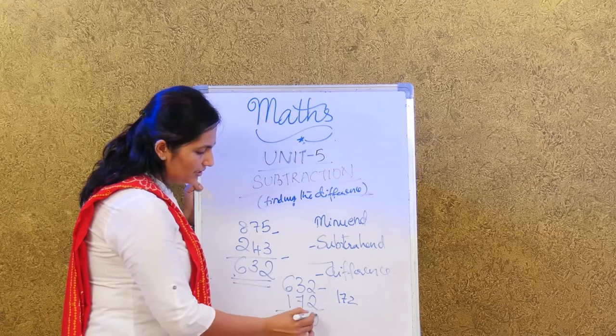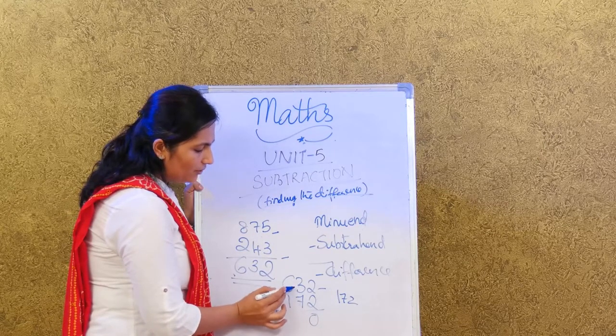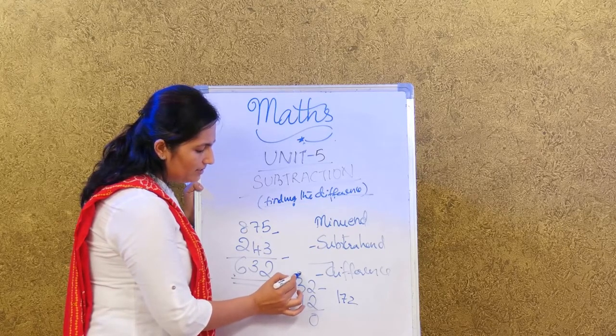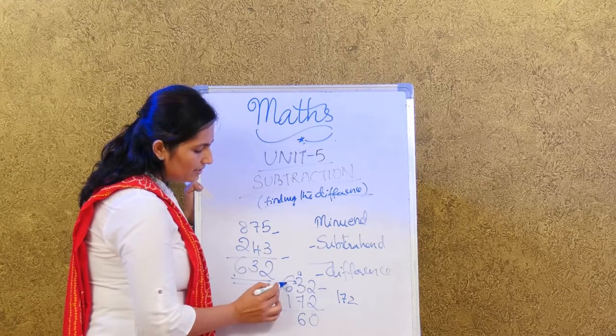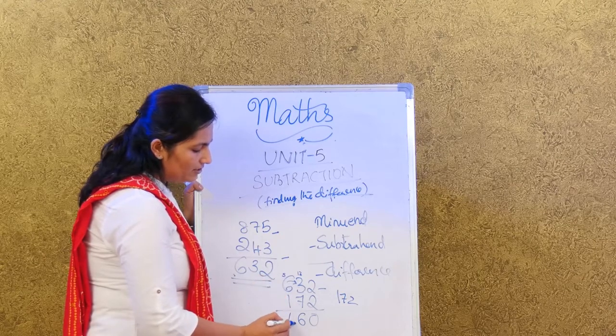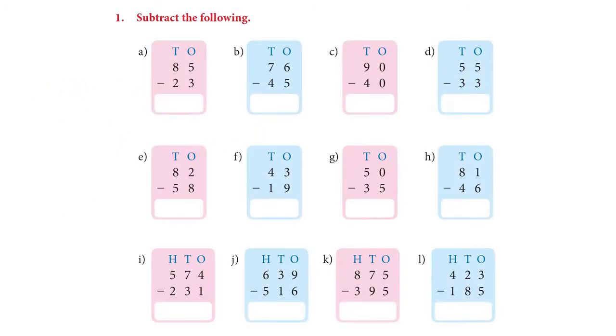2 minus 2 is 0. 3 is a smaller number than 7, so what do we do? We borrow. We take 1 from here, so it becomes 13. 13 minus 7 is 6. Because we took 1 from here, now this has become 5. So 5 minus 1 is 4. So we got the answer 460. Now go ahead and do the practice subtraction sums on page number 87.